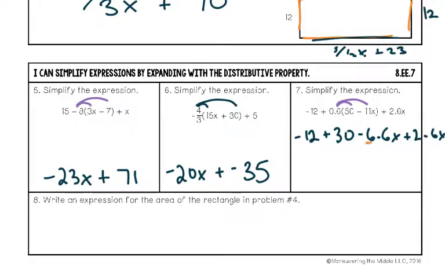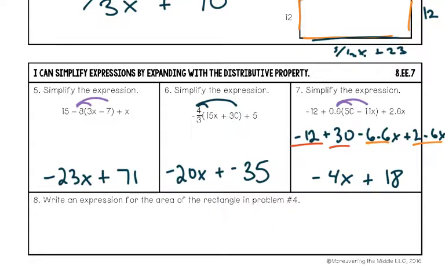Then I'm going to underline my x's because x's go with x's. I'm going to underline my numbers in red because numbers go with numbers. So my final expression will be negative 4x, because it's negative 6 plus 2, and then the 0.6 cancels out, plus 18, because negative 12 plus 30 is 18. So I have negative 4x plus 18 as my final answer, and I can't simplify any further because x's don't go adding together with regular numbers.